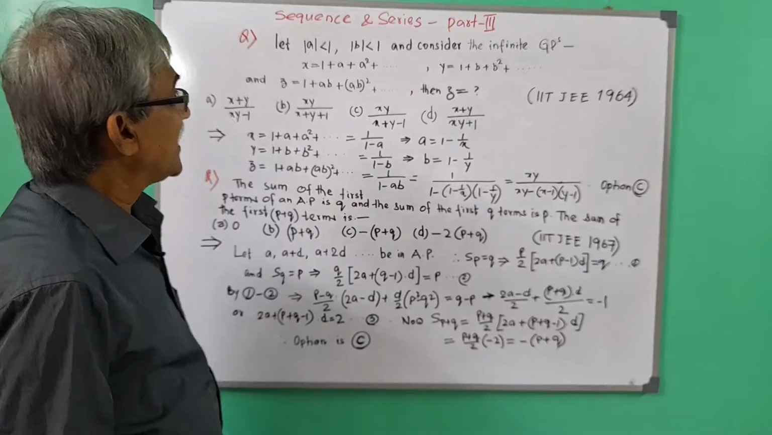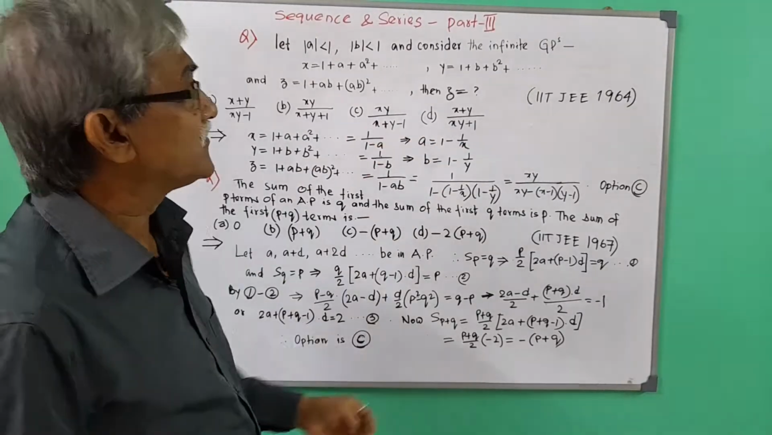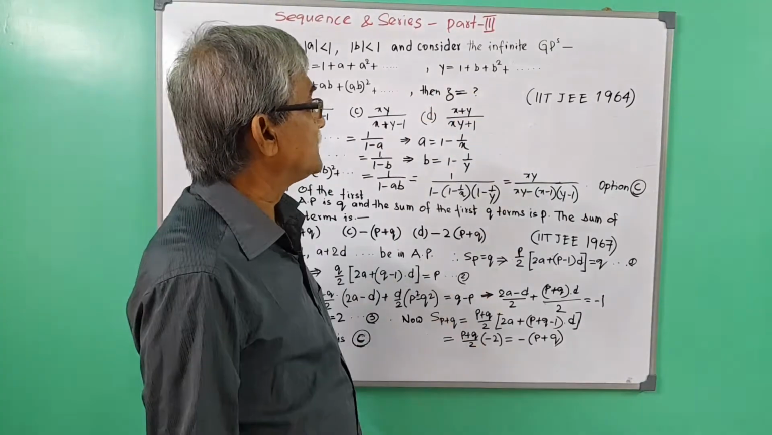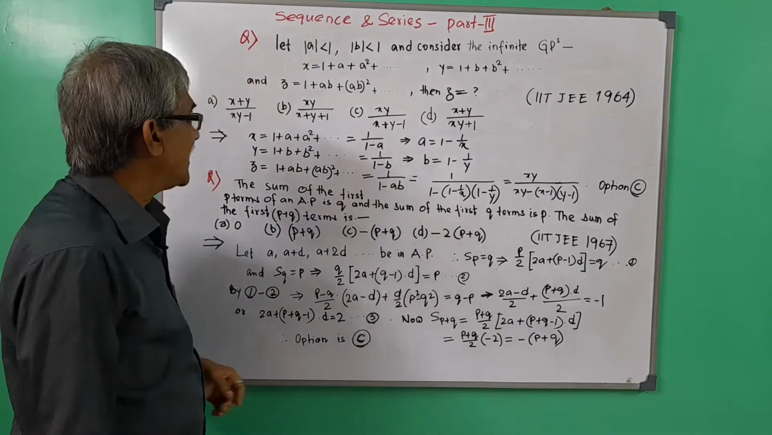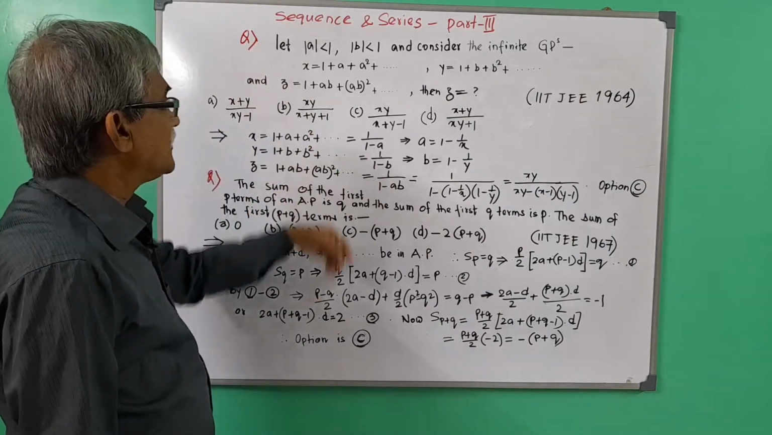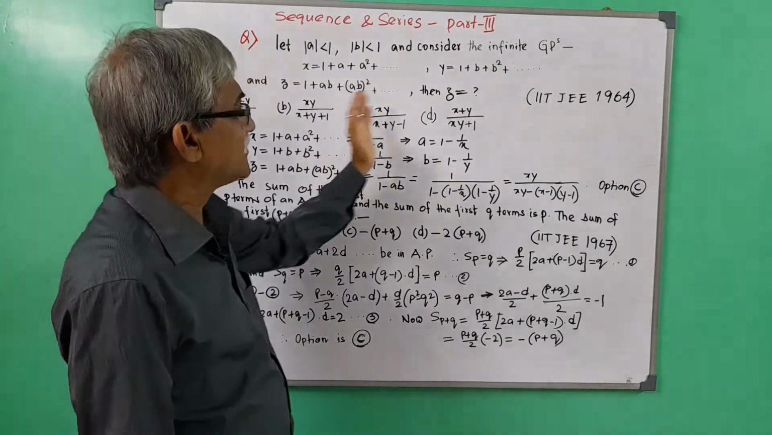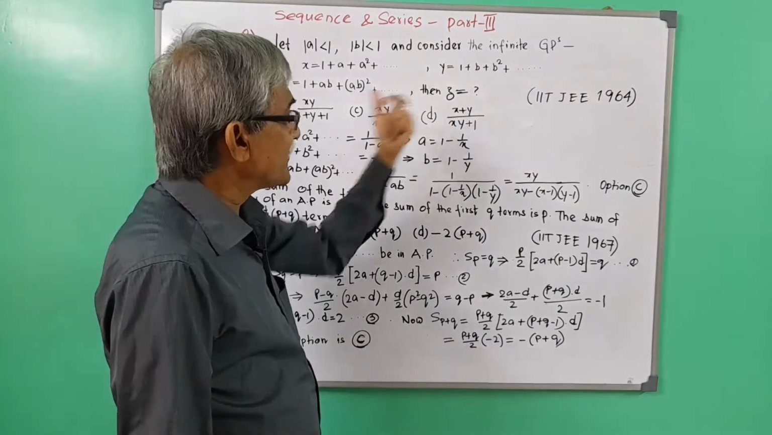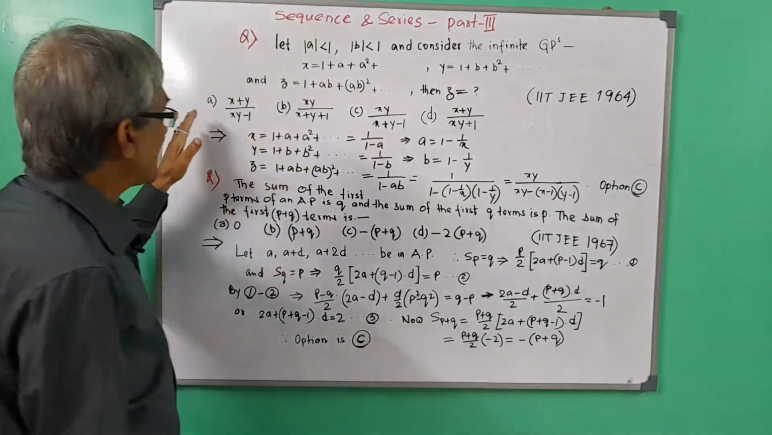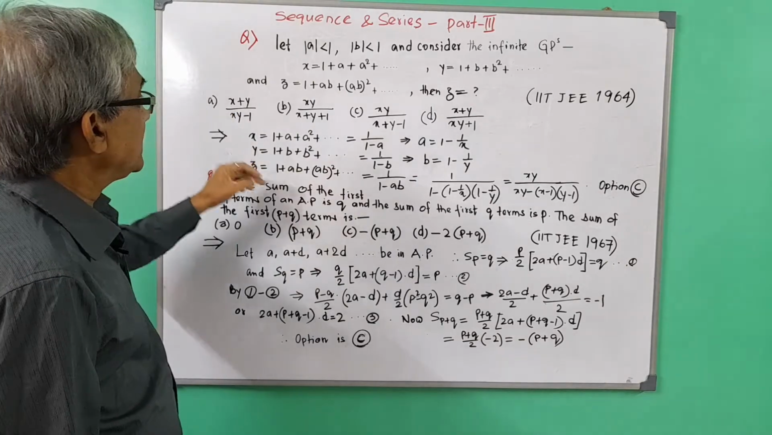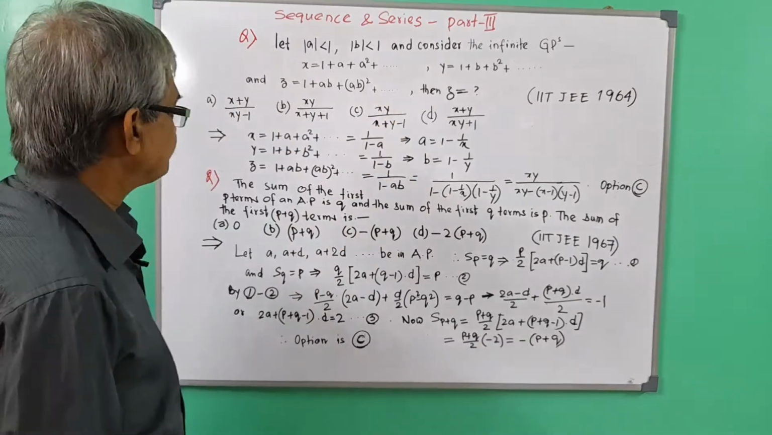X is equal to 1 plus A plus A square plus dot dot dot up to infinity. Y is equal to 1 plus B plus B square plus dot dot dot up to infinity, and Z equals 1 plus AB plus (AB) whole square plus dot dot dot. Then what is Z? This is your question. There are 4 options: option A, option B, option C and option D.